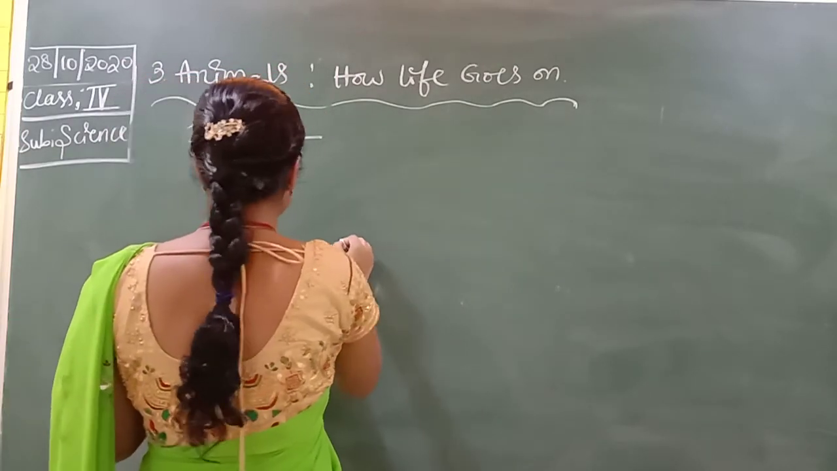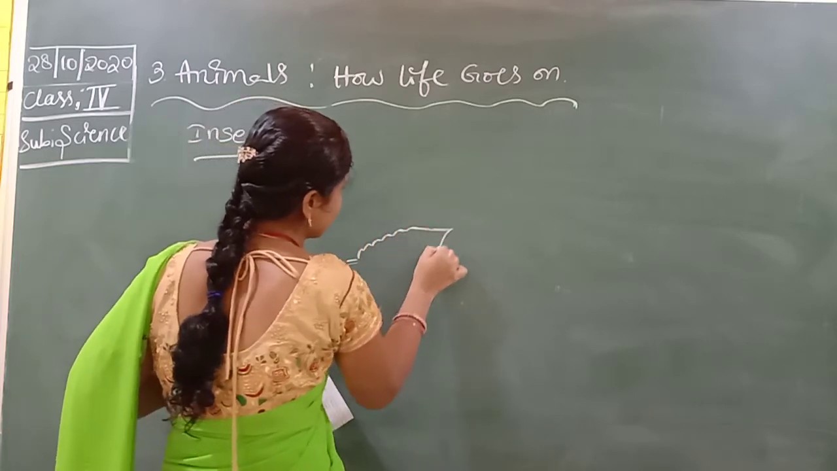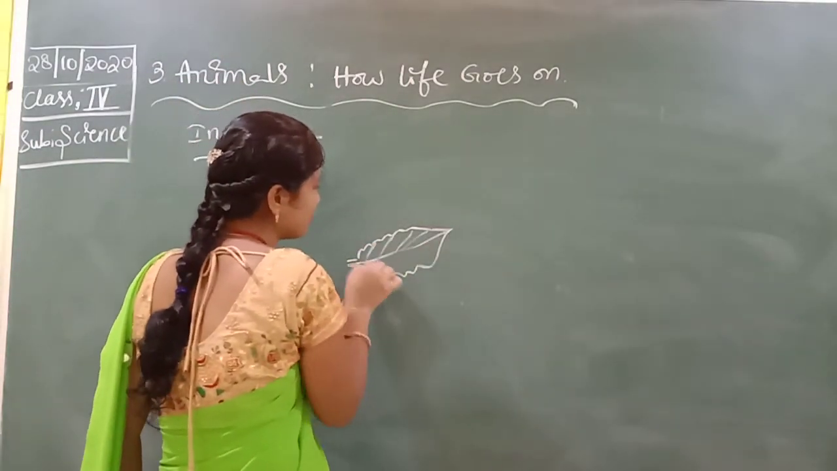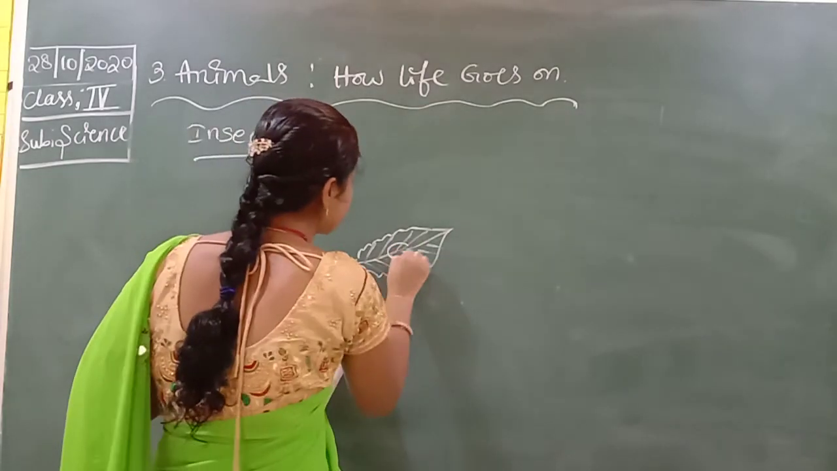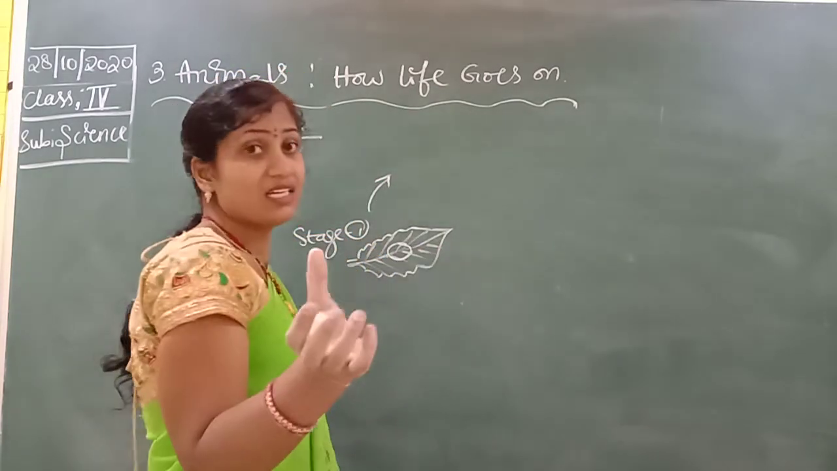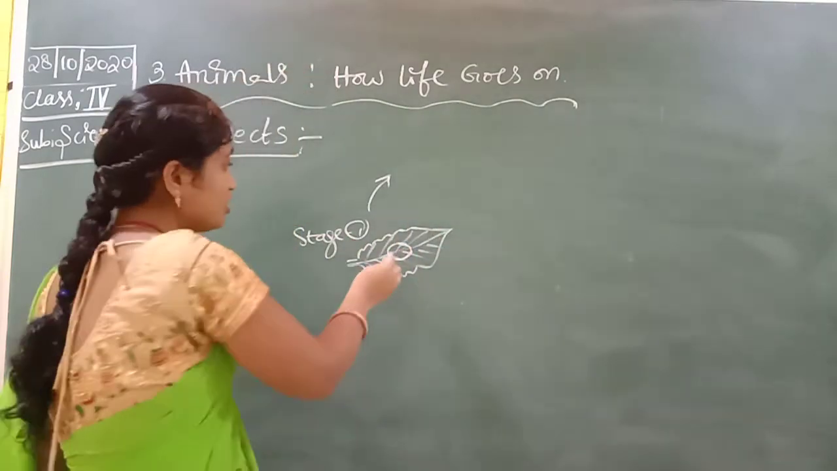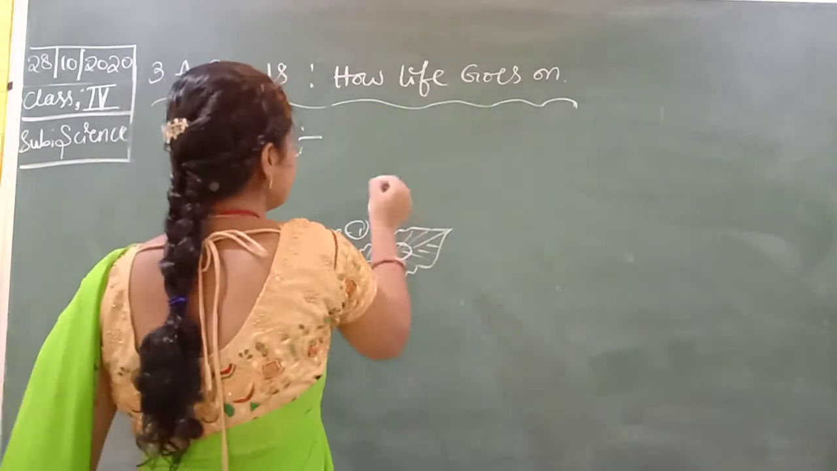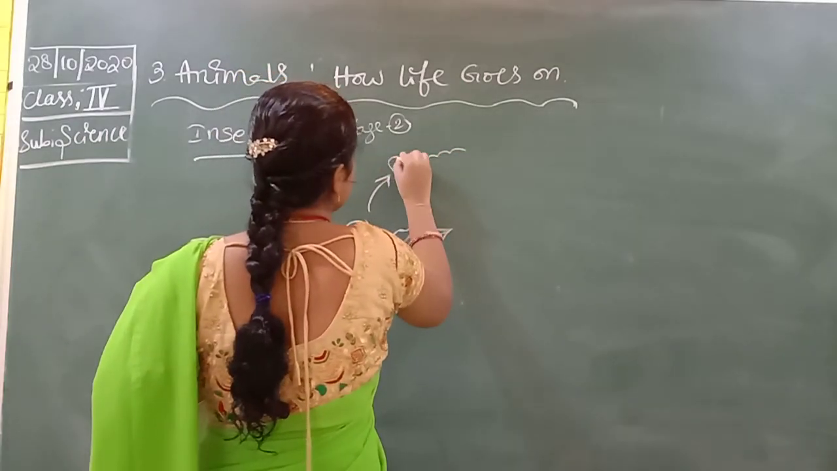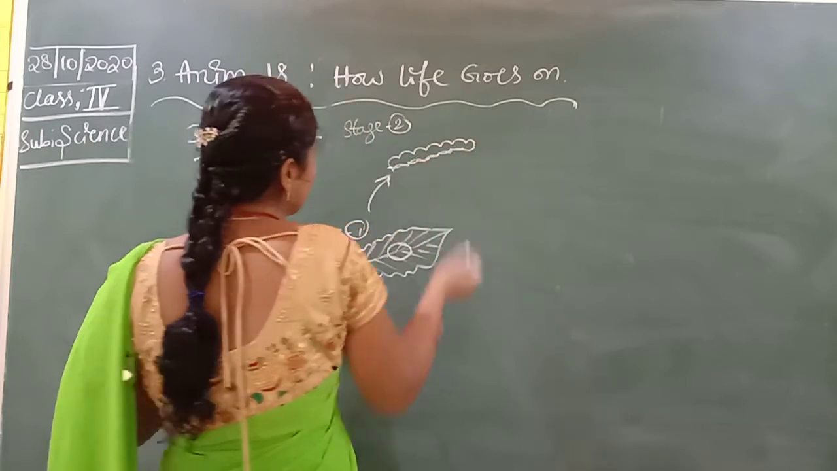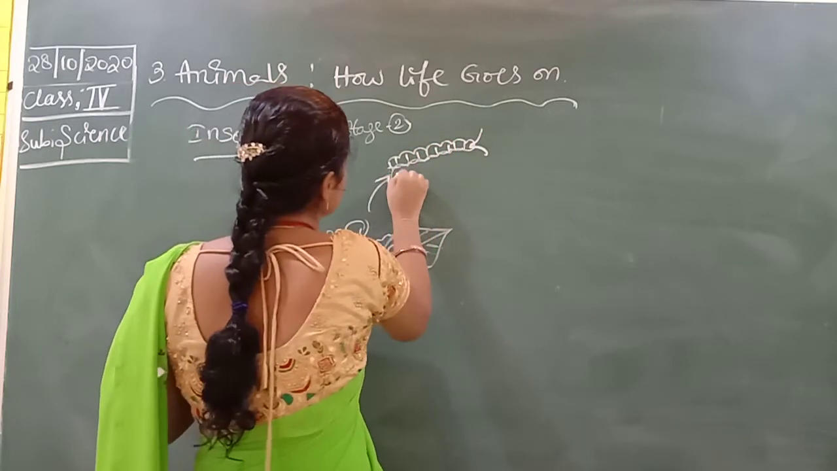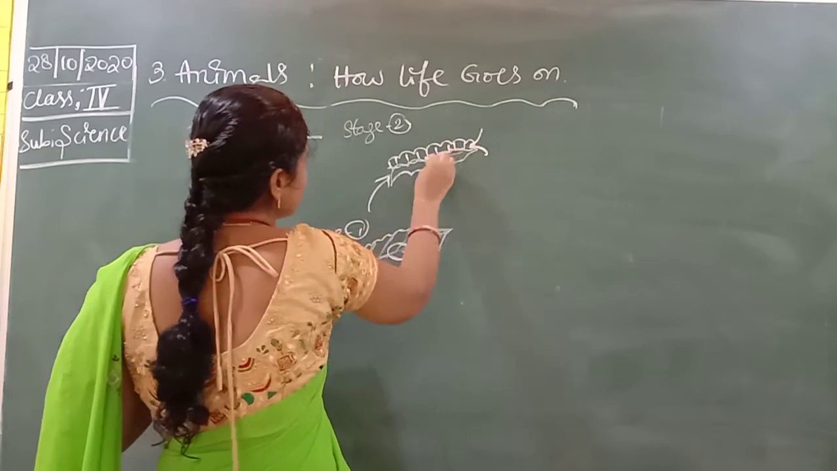First, stage 1. These caterpillars eat leaves. So here is the egg. This is stage 1. First the butterfly lays eggs, no? So this is the egg. It turns into a caterpillar. This is stage 2, the caterpillar. So we only have this caterpillar. This is the leaf.